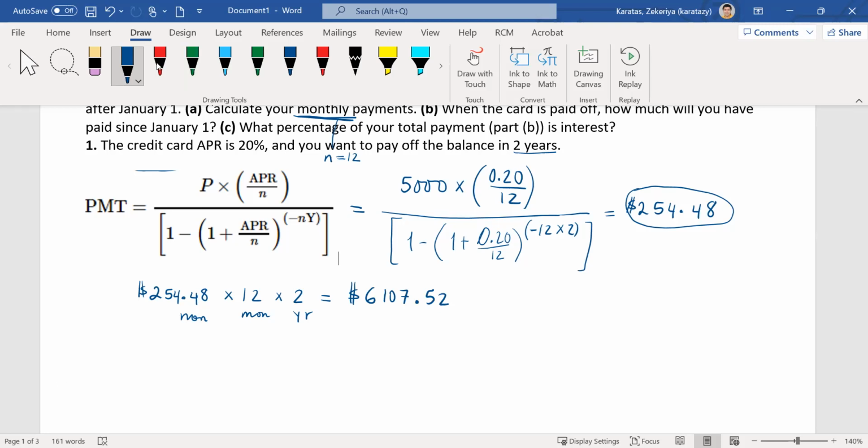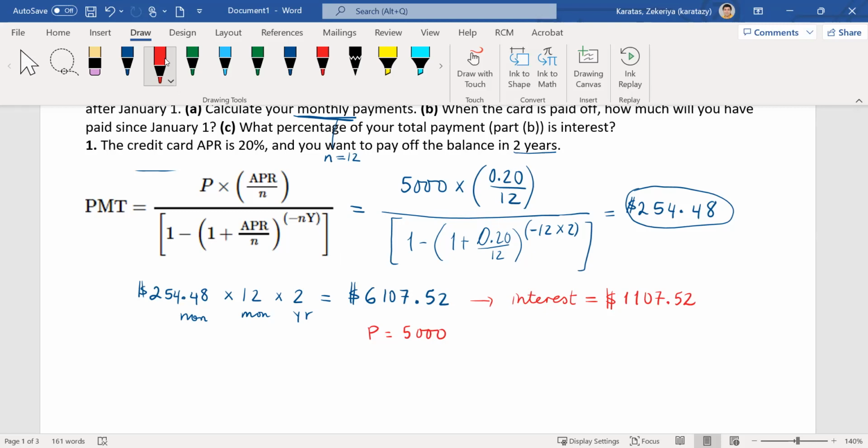As you see, remember 5,000 was the principal, right? So the difference will be the interest amount that you paid. So you subtract, and it's going to be 1,107.52. So I hope this is clear. It's kind of like the difference amount. The additional amount that you paid will be the interest.